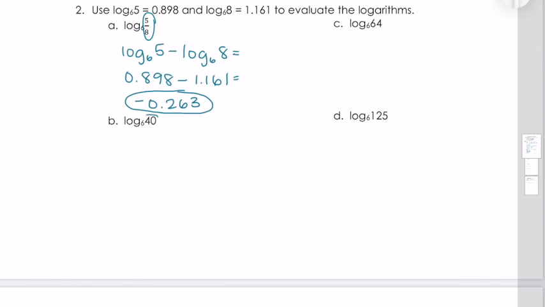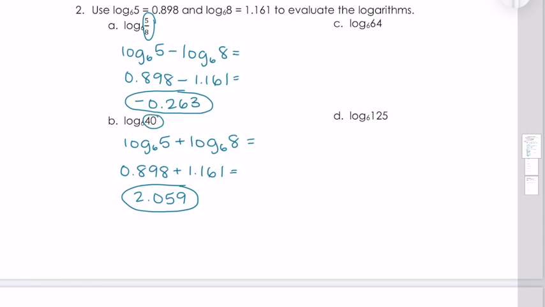Alrighty, the next one, how could I get 40 from 5 and 8? It is the multiplication of the two of them. So log base 6 of 5, and then that is a product property, so I end up adding the two logarithms. So 0.898 plus 1.161. That gives us a grand total of 2.059.